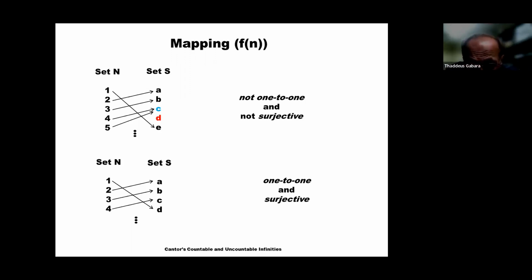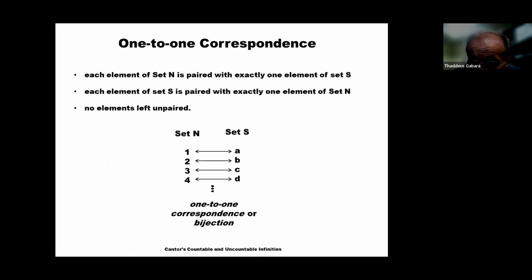If we go below, we see what we really want to achieve. We want each one of N to match to each one of S. And we want to make sure that S is all covered. So here's a case where we have the one-to-one, and it is surjective. This is the basis for one-to-one correspondence.